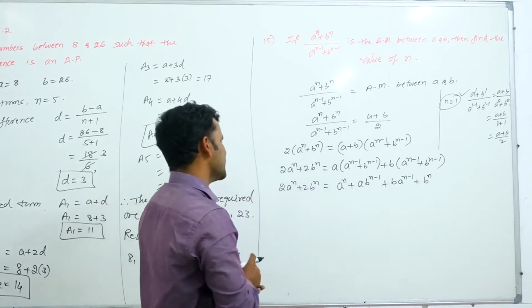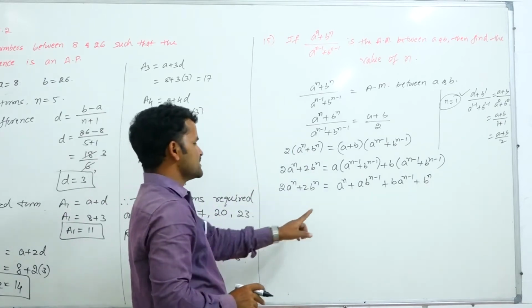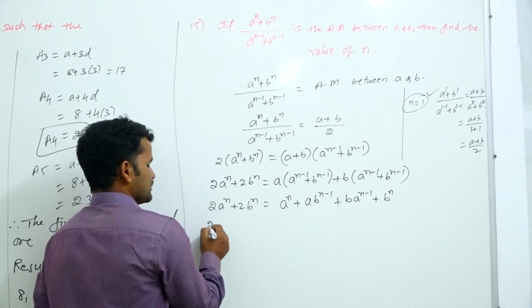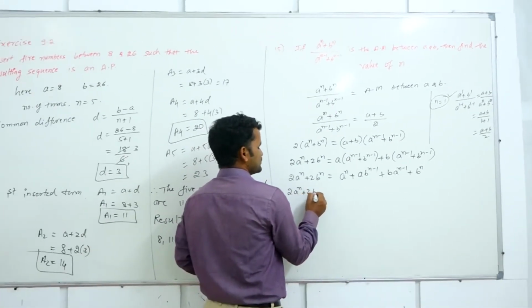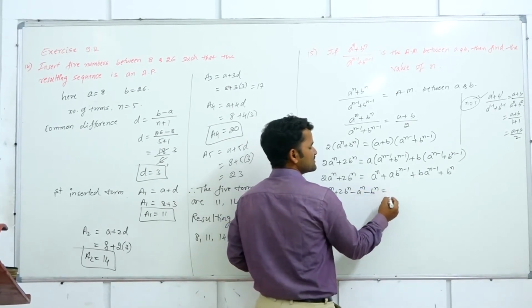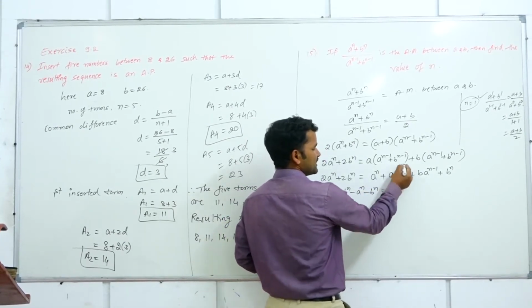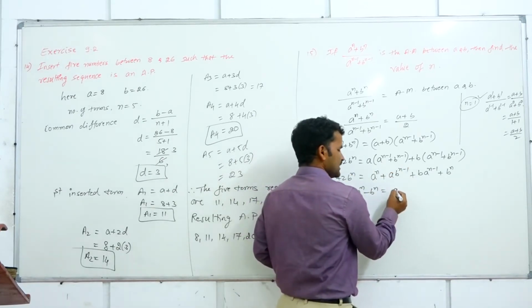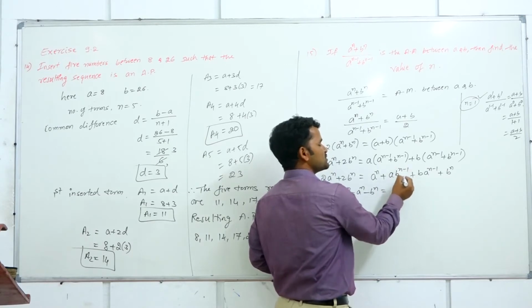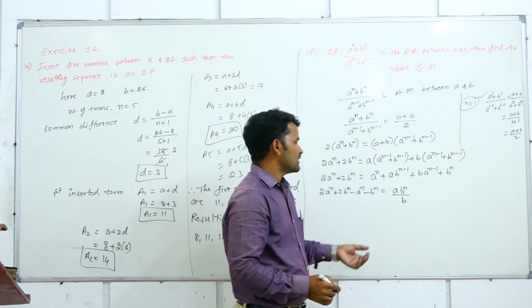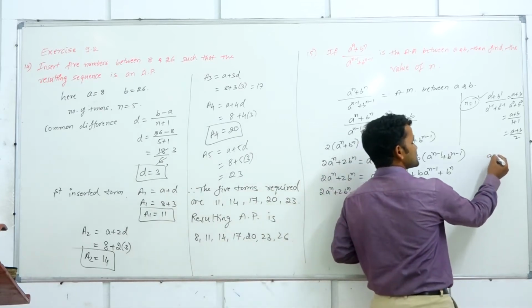a raised to n. Okay, this a raised to n and b raised to n, you take to the left hand side. 2 into a raised to n plus 2 into b raised to n minus a raised to n minus b raised to n, which is equal to this one, a into b raised to n minus 1 can be written as a will be as it is, b raised to n minus 1 can be written as b raised to n by b. This is according to the laws of indices.